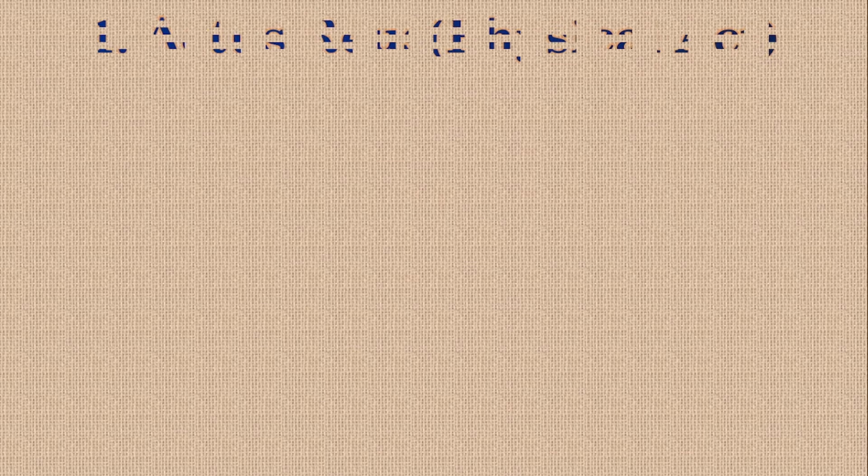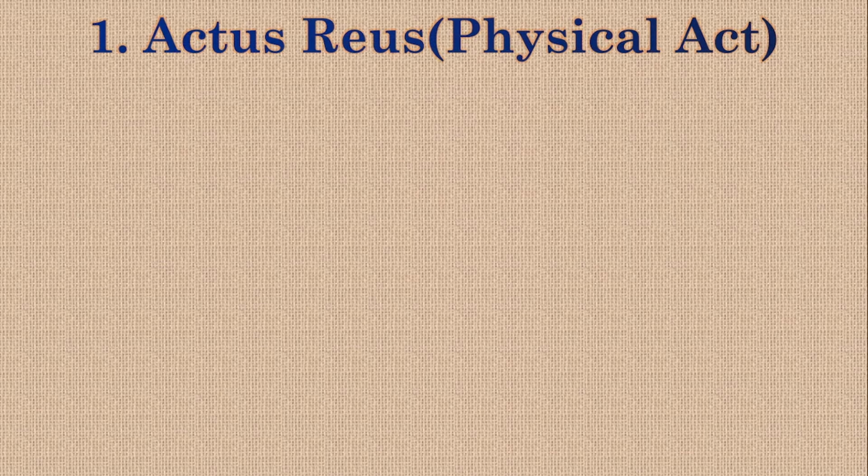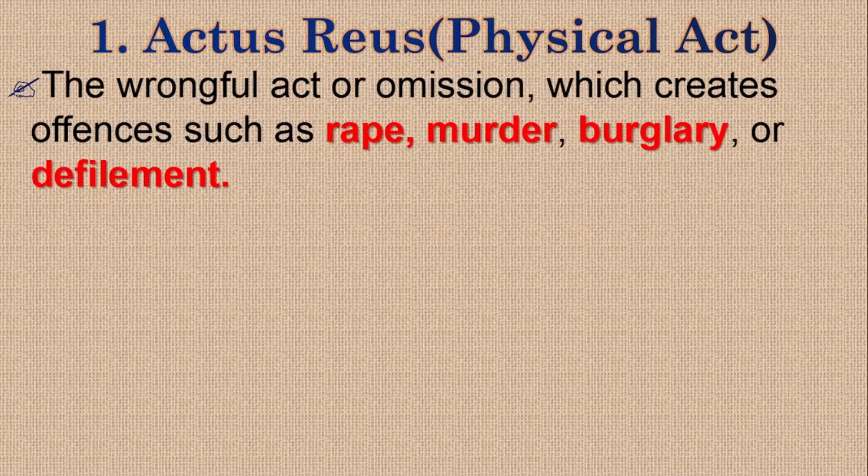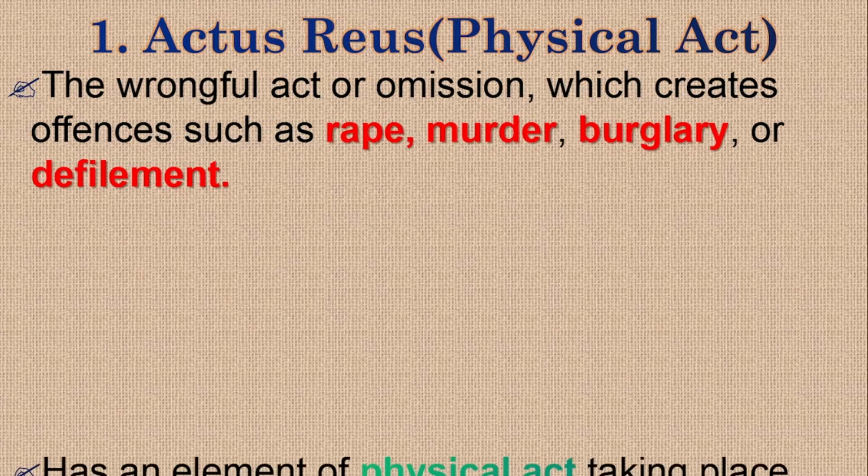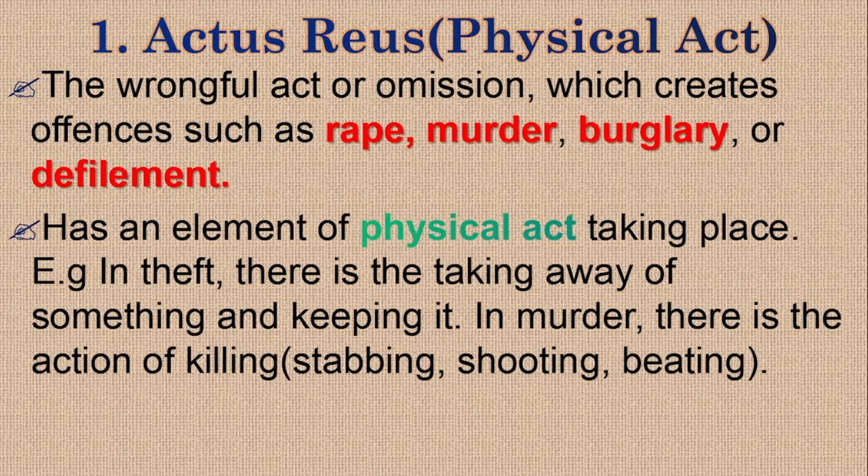We have actus reus, the first one that we'll look at. Now these are Latin terms, and in English, actus reus means the physical act. What do we mean when we say actus reus? Here we are saying the wrongful act or omission which creates offenses such as rape, murder, burglary, or defilement. In other words, a crime has an element of the physical act that takes place. For example, when we look at theft, there is the taking away of something and keeping it.